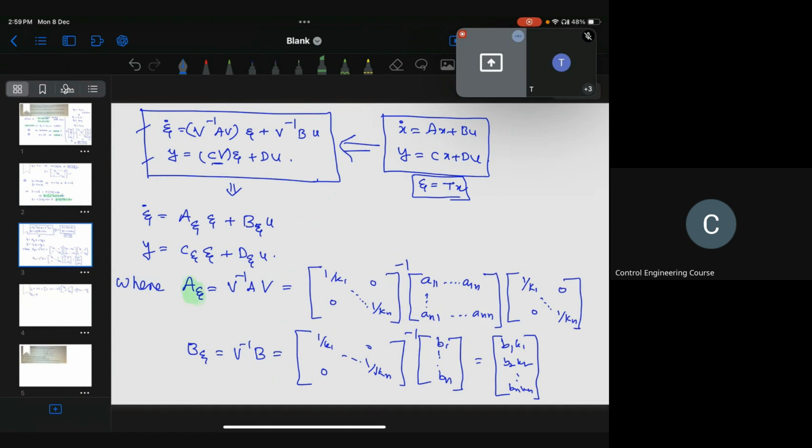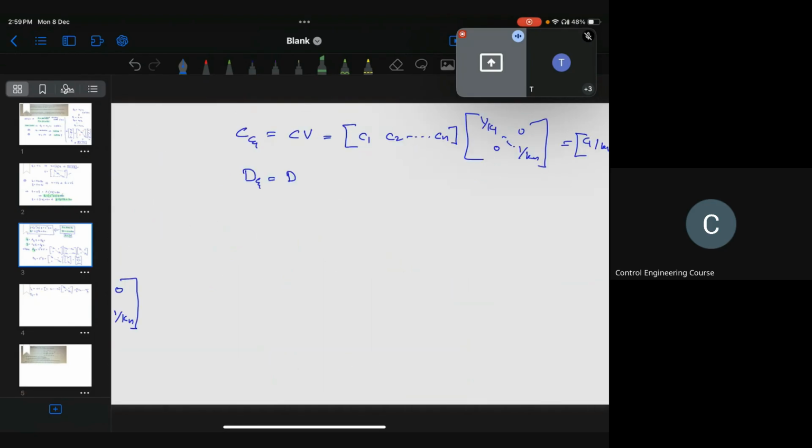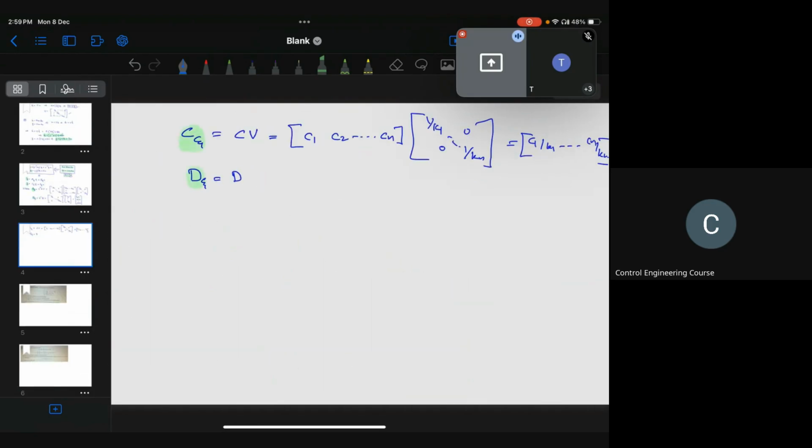First we started with the state space equations. Then, using this transformation, we got the state space equations in the new variables zeta and y. The initial matrices are A, B, C, D, and the new matrices are A zeta, B zeta, C zeta and D zeta. This is our first question. Is there any doubt in this?